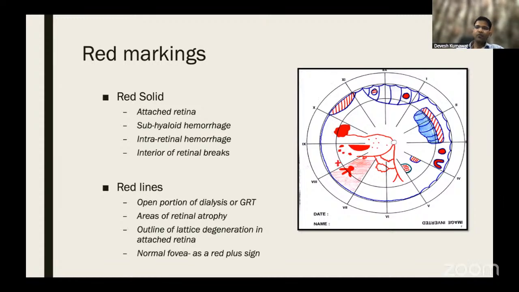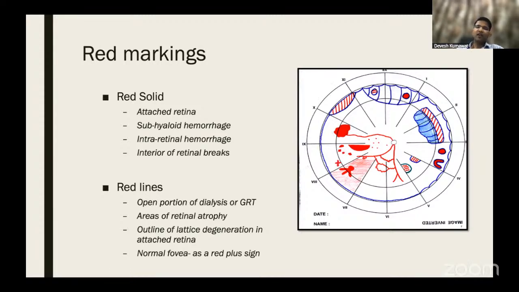Now breaks: the inner margin of the breaks is to be made by red. Then red lines are used to depict the open portion of dialysis or giant retinal tears, areas of retinal atrophy alone, and the outline of lattice degeneration in attached retina. So if you see over here in the attached retina, there is a lattice degeneration, but the margins of the lattice degeneration are shown by red lines if the retina is attached.